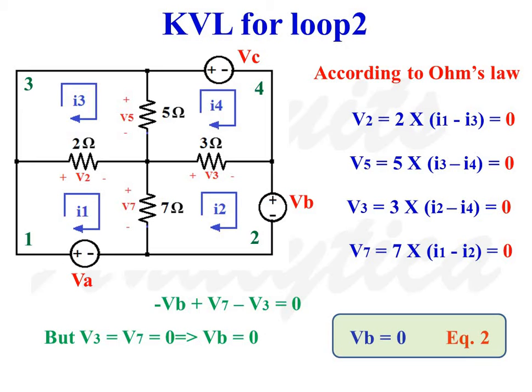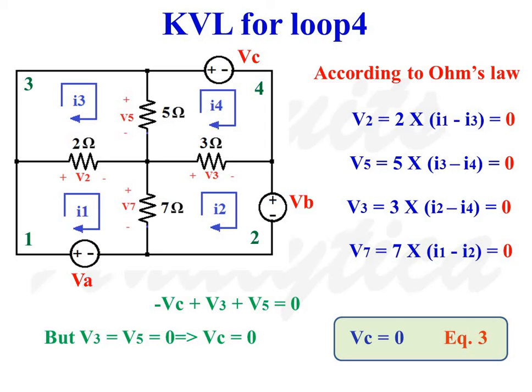Applying KVL for loop 2. In loop 2 also there are 3 voltage terms. So applying KVL, considering the direction of current flow in the clockwise direction, we will get minus VB plus V7 minus V3 is equal to 0. As current flow through 7 ohms resistance and 3 ohms resistance is equal to 0, V7 and V3 are equal to 0. That means we will get VB is equal to 0.